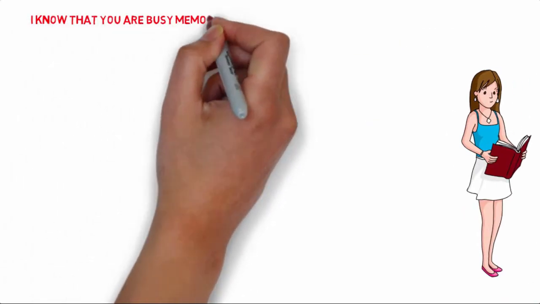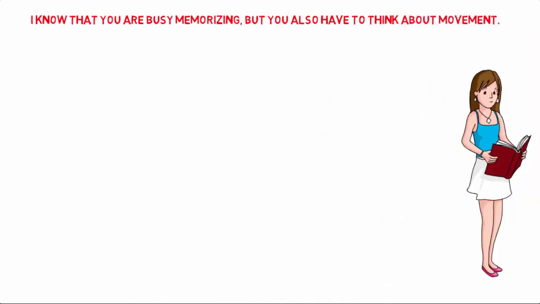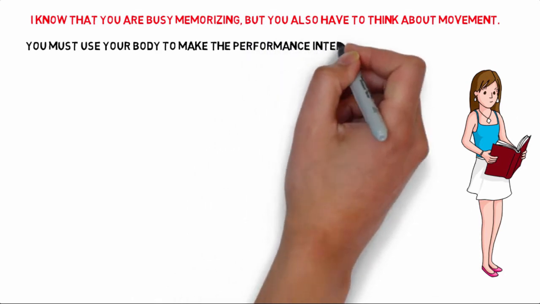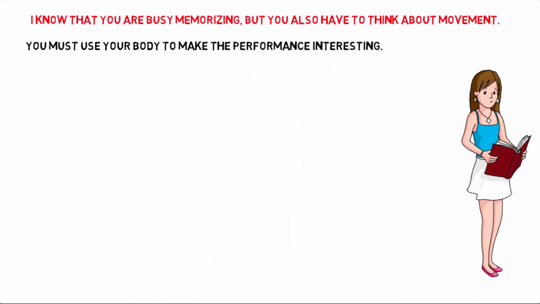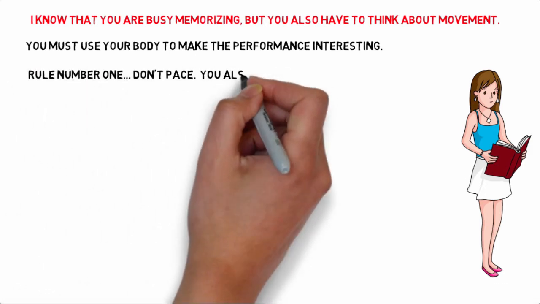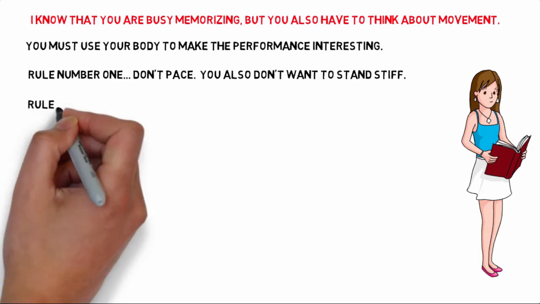I know that you are busy memorizing, but you also have to think about movement. You must use your body to make the performance interesting. Let me give you some rules about how to incorporate movement into your assignment. Rule number 1, don't pace. You also don't want to stand stiff. That's confusing, right? Don't walk back and forth, but don't stand stiff in one place. The other rules will help to clarify what I mean by this.